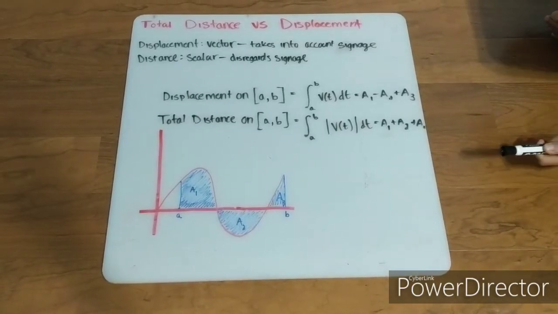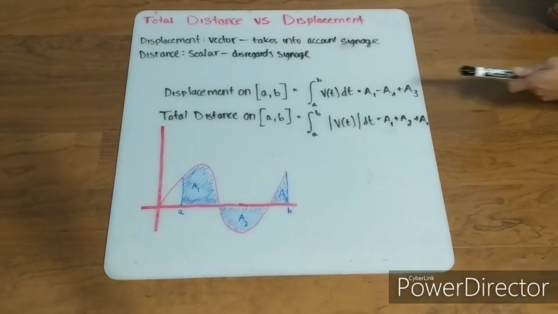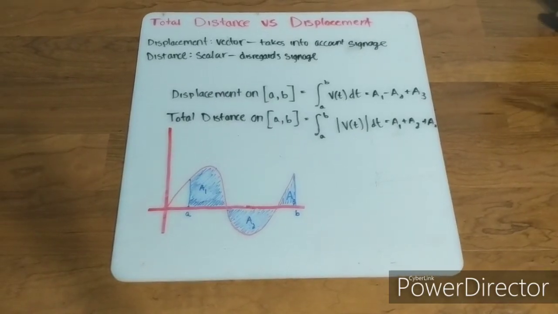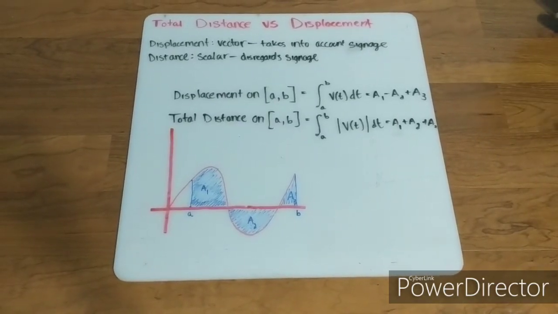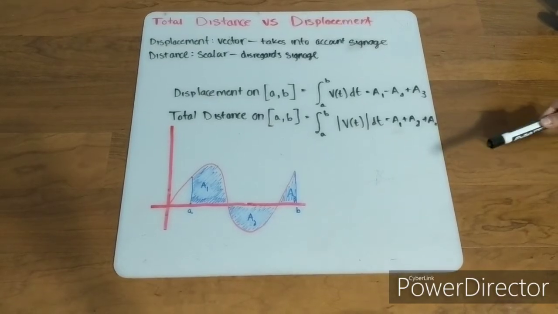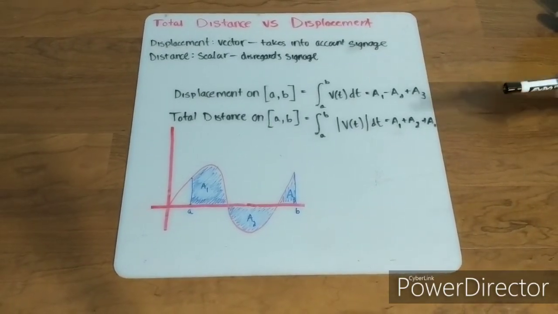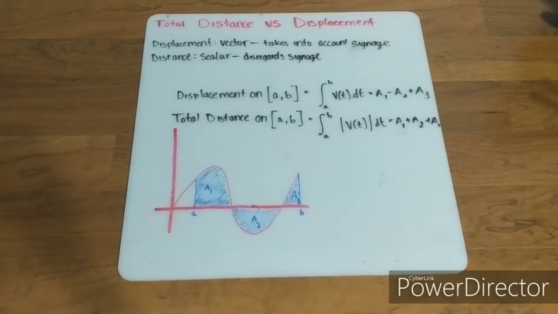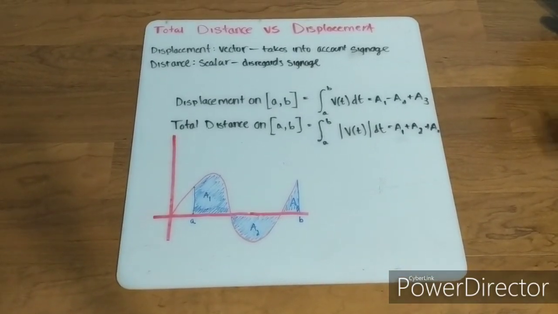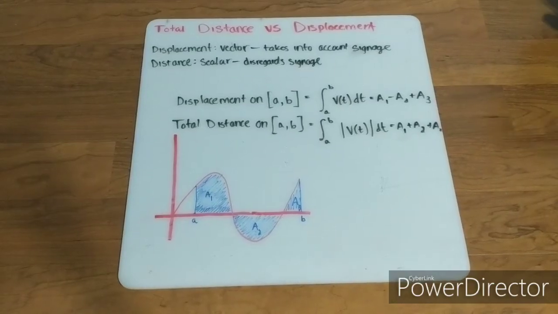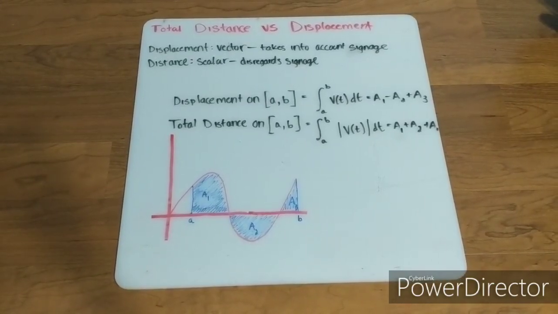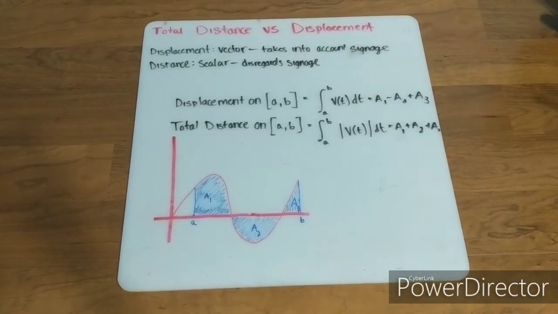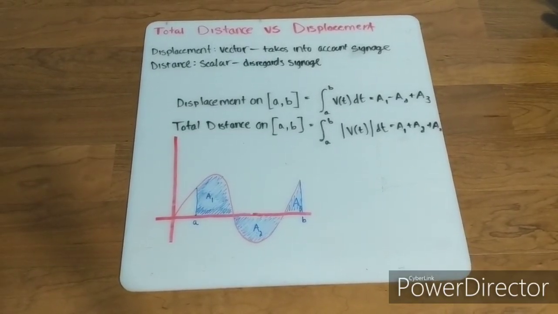Here we have an example. For the displacement from a to b, that interval, the integral of that function is a1 minus a2, since a2 is under the curve, plus a3, because a1 and a3 are above the curve. However, with the total distance, you're taking the absolute value of the function, which means it disregards whether the function is under the x-axis or not, which means that the integral of this function is a1 plus a2 plus a3.